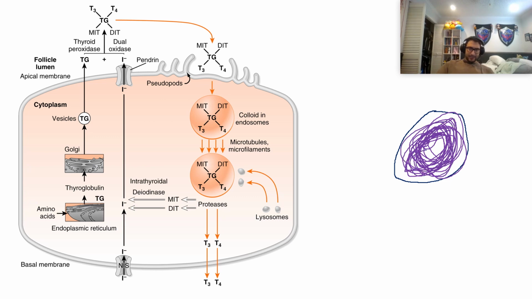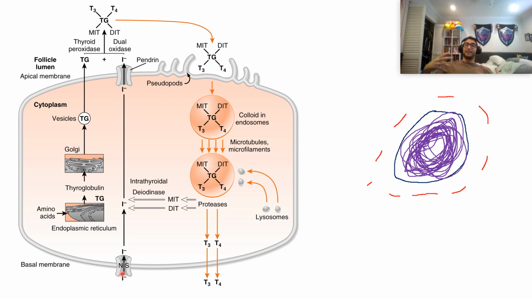This apical membrane represents the side that's in communication with the lumen of the follicle, and the basal membrane is in communication with the rest of the body, so the blood supply, etc., and that's where the iodine is going to come from. Iodine gets imported into the thyroid gland through the activity of the sodium iodide symporter.